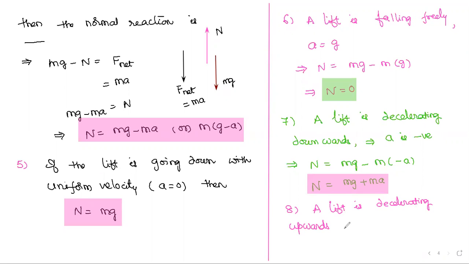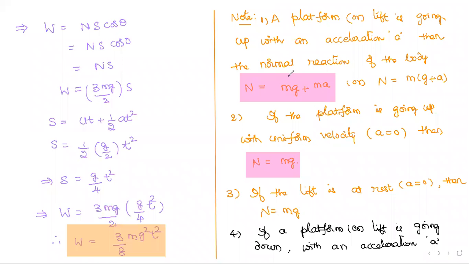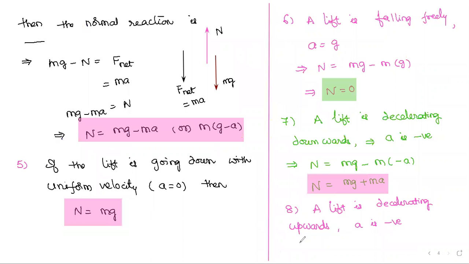then you can say the acceleration is negative, but it is moving upwards. While accelerating upwards, the formula is N equals mg plus ma. So here I have to write N is equal to mg plus m, with a negative, minus a. So I have to write N is equal to mg minus ma. Right? I think you understood this point also.